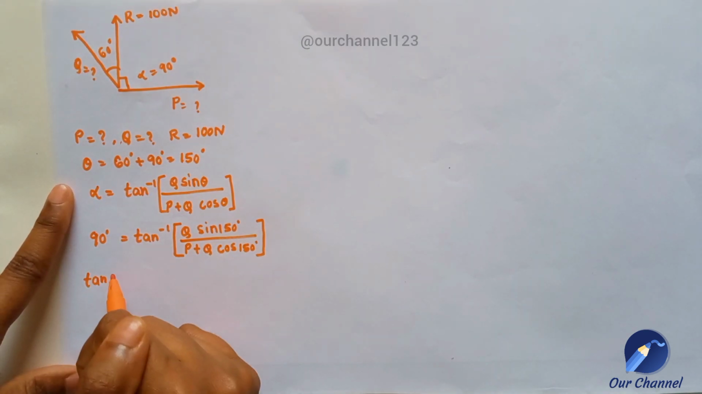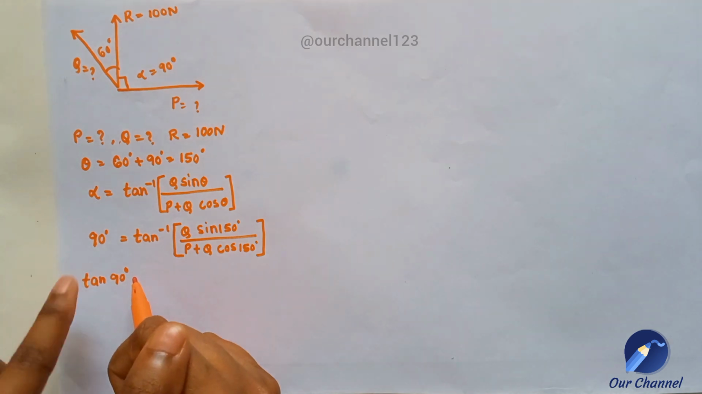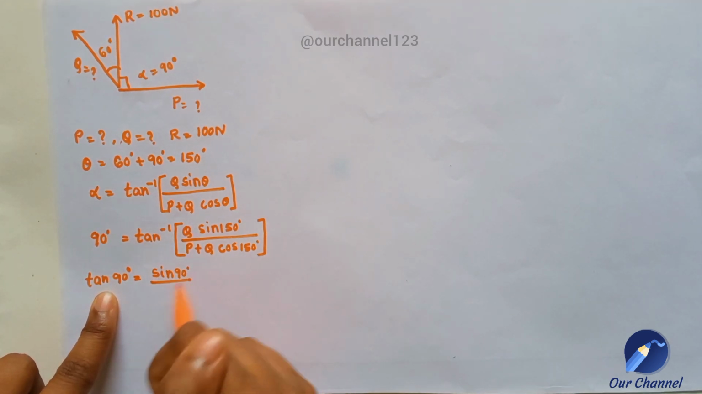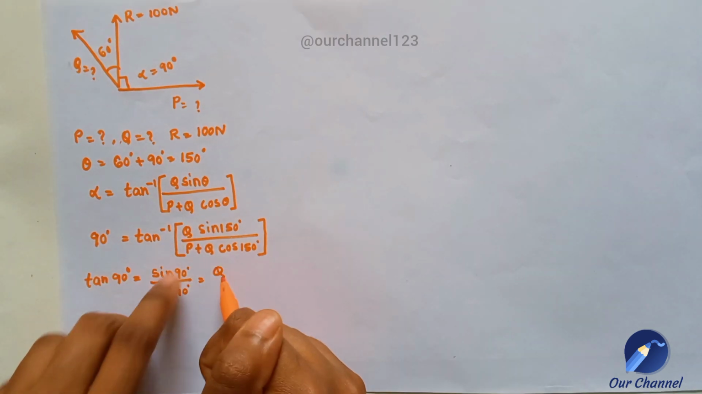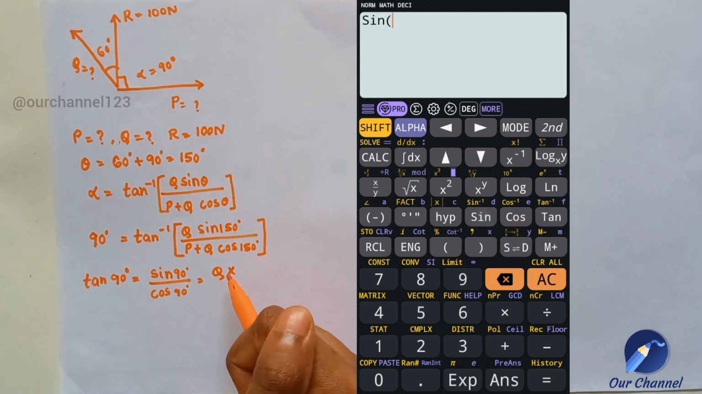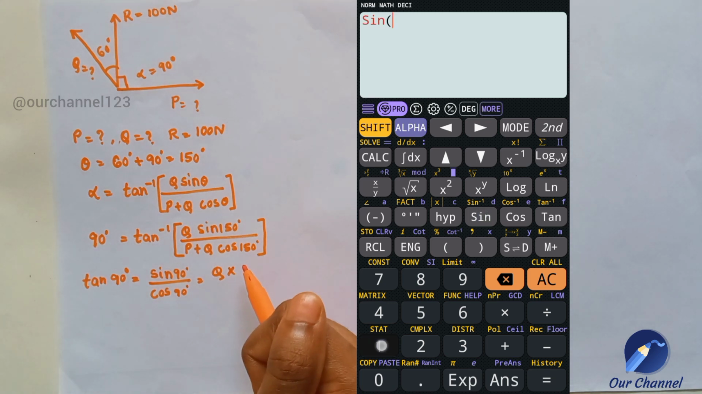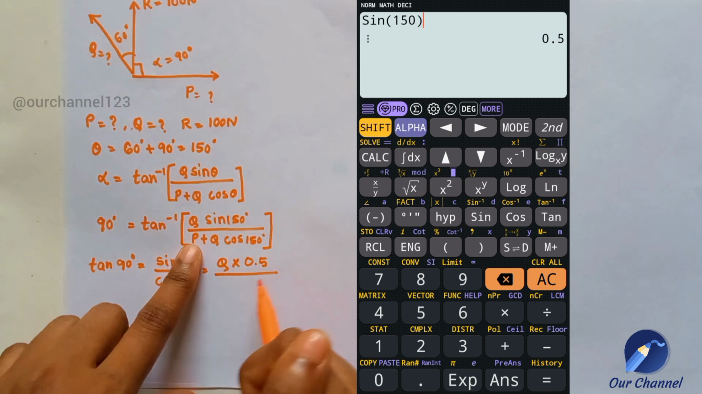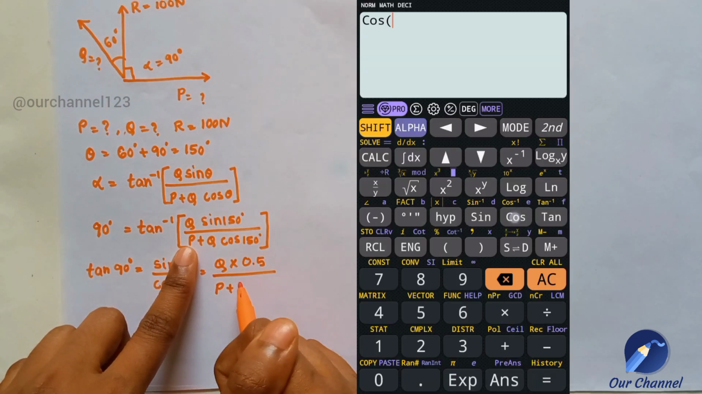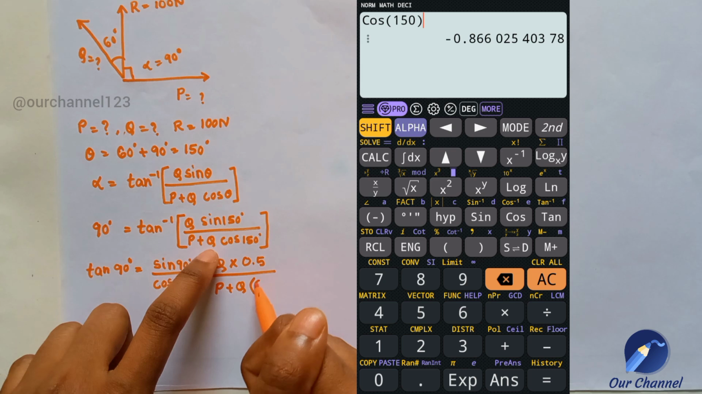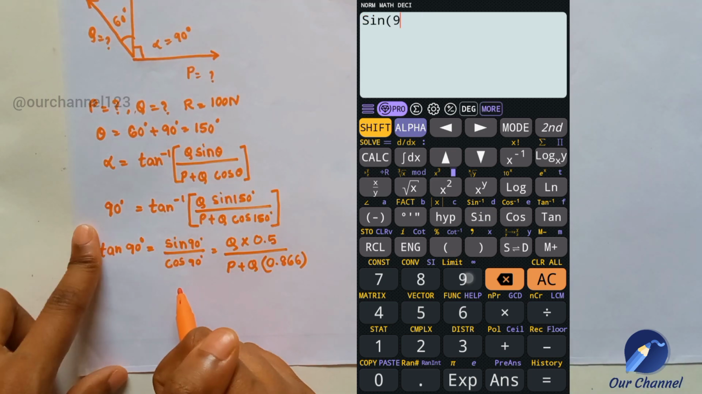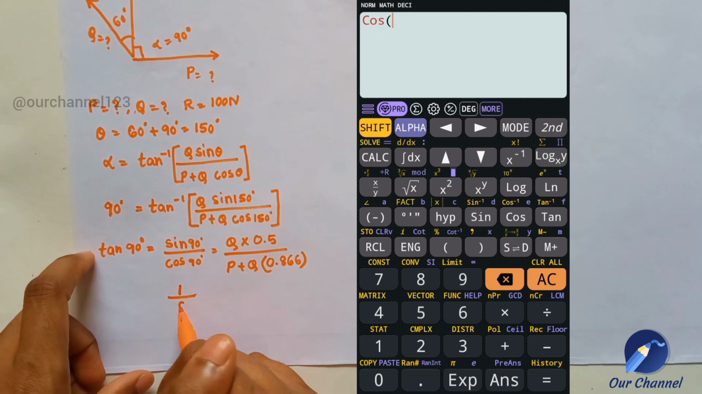If tan inverse comes to the other side, it will become tan. So tan 90 degrees, we know that tan theta will be sin theta by cos theta. So write tan 90 degrees equal to sin 90 degrees by cos 90 degrees and write the remaining same. Sin 150 degrees is 0.5. Cos 150 degrees is minus 0.866. Sin 90 degrees is 1 and cos 90 degrees is 0.